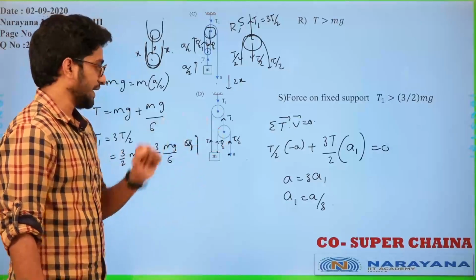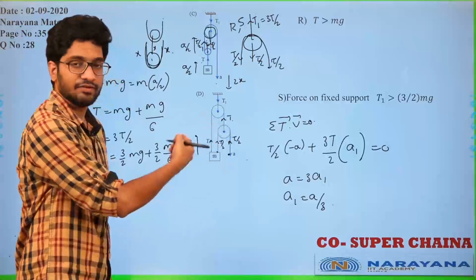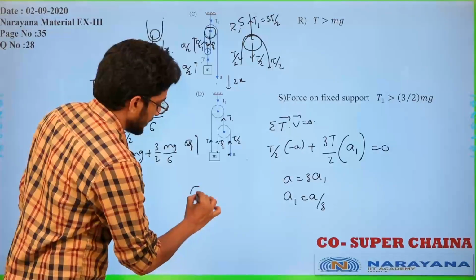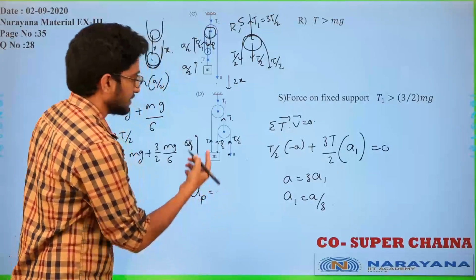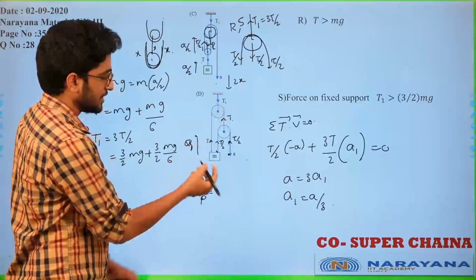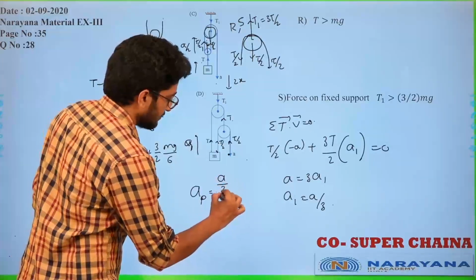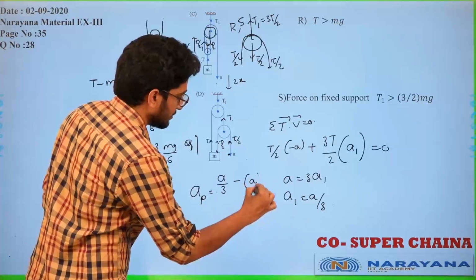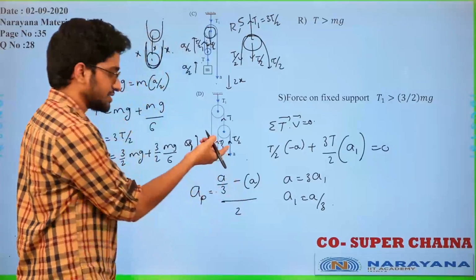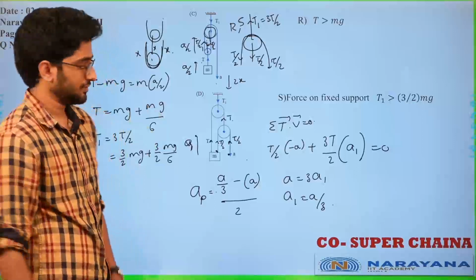And how do I find the acceleration of this pulley again? The acceleration of this pulley I can find again as A1 plus A2 by 2. So the acceleration of the pulley in this case is A1 bar plus A2 bar by 2. So this point has acceleration A by 3 upwards, this has A downwards. So A1 bar plus A2 bar by 2. Okay. This point has acceleration in the downward direction, this point has acceleration in the upward direction. Okay.